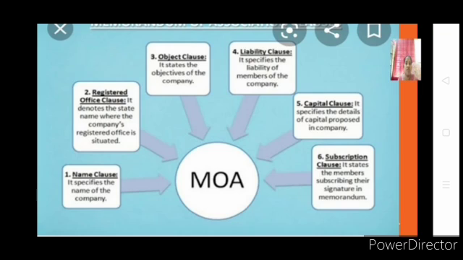Then the capital clause. It clearly specifies the details of capital proposed in the company. What amount of capital you need for your company has to be written here. But later you can have an amendment. For example, in future you want to expand your business and your capital limit has been crossed. Earlier you fixed your capital limit as 5 crores, but because of expansion you require more capital, then there can be an amendment certified by the government, and the capital can be increased from 5 crores to 10 crores.